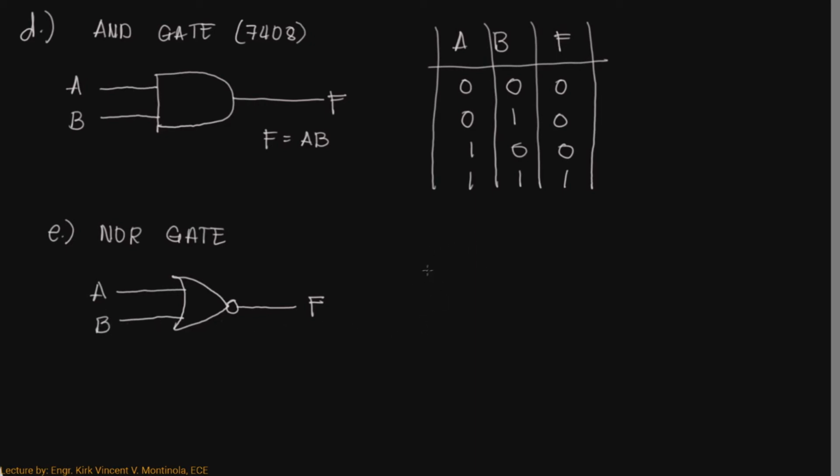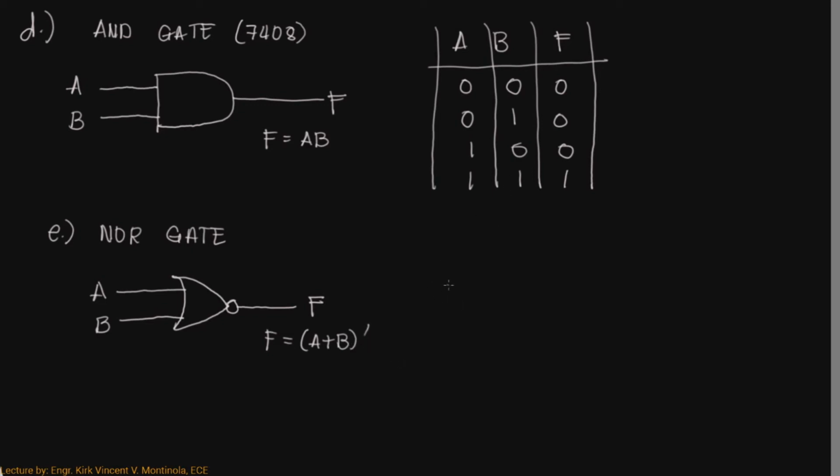And then we have the truth table. So what is its expression first? That is F is equals to, okay, we just complement the output of an OR gate. So that is A plus B, then complement.